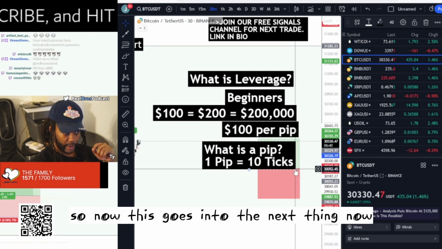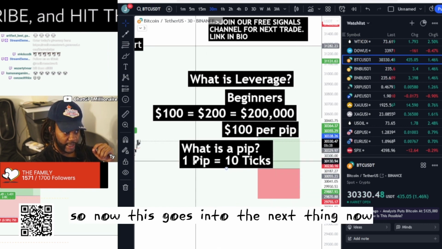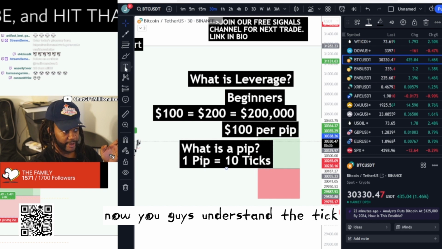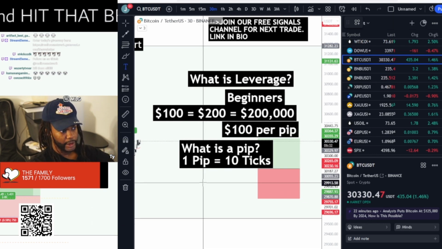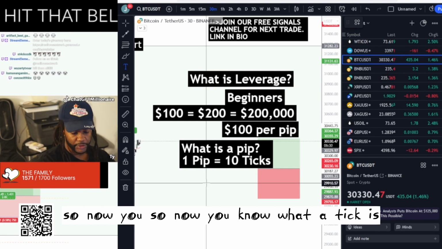So now this goes into the next thing. Now you guys understand the tick. Let me know in the chat if you want me to explain it better. So now you know what a tick is.